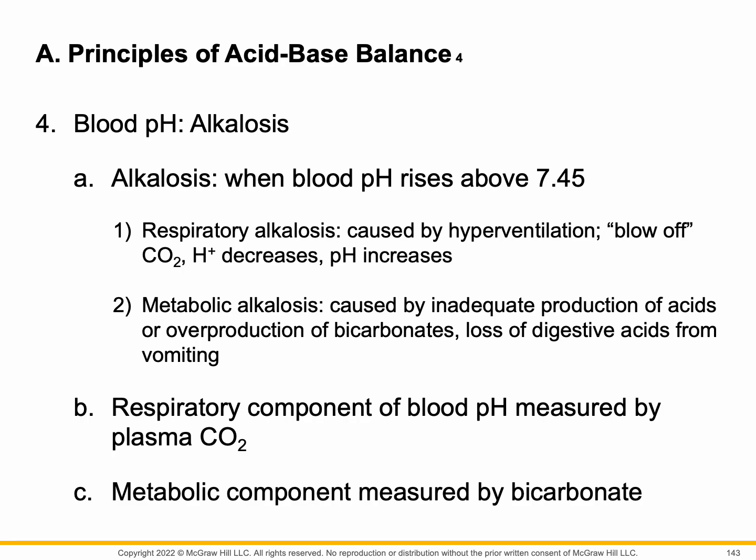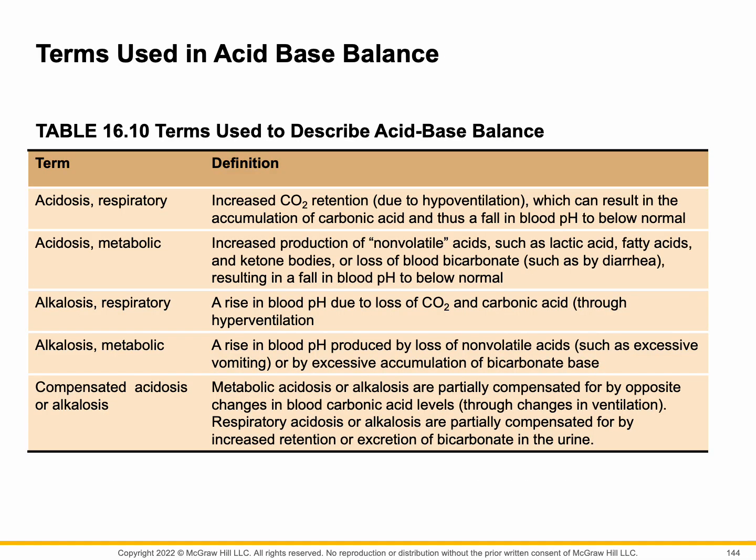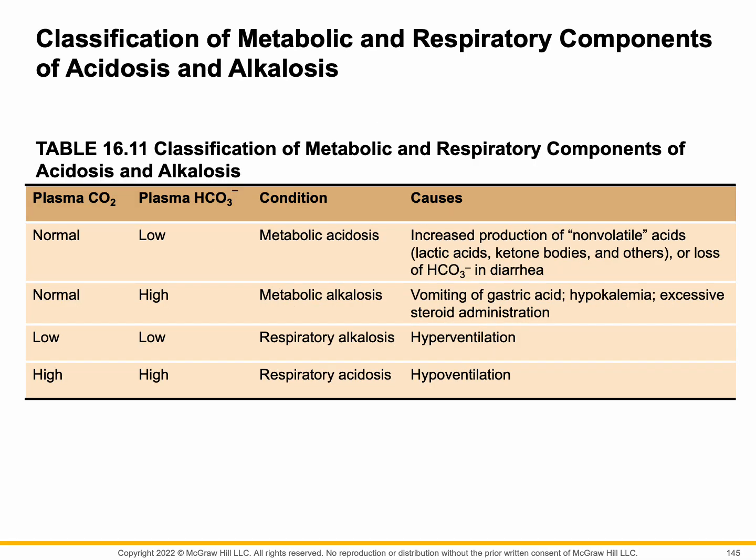The respiratory component of blood pH is measured by plasma carbon dioxide levels, and the metabolic component is measured by bicarbonate. You will be using Table 16.10, so please make note of this, which gives you the terms used in acid-base balance. We will be covering this in class in detail. Table 16.11 will also be very helpful to you in classifying the metabolic and respiratory components of acidosis and alkalosis.